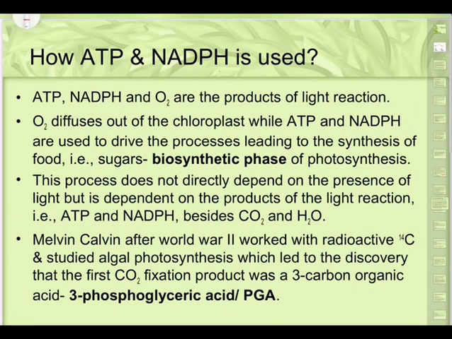The Hill reaction. Hill has proved beyond doubt that it is hydrolysis, H2O splitting up, oxygen gets released, and in light reaction many products are also formed like ATP, NADPH and O2. These are the products of light reaction. Oxygen of course comes out of the plants, diffuses out of the chloroplast, and we are all taking that oxygen. While ATP and NADPH, the energy rich compounds, are used to drive the process leading to the synthesis of sugars. I said the currency of the cell is ATP.